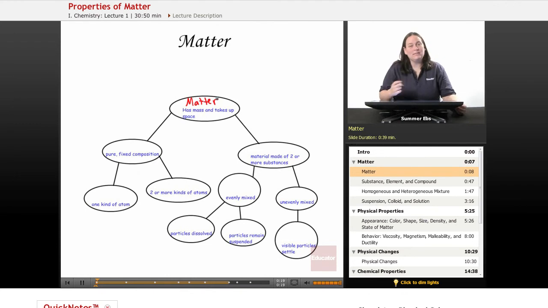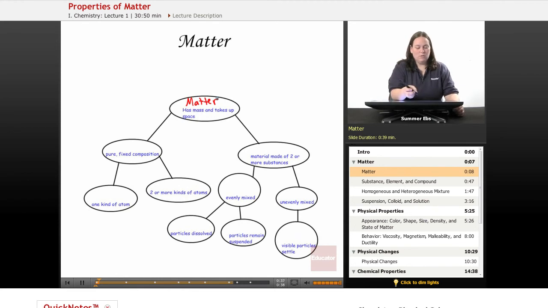Matter has mass and takes up space, meaning it has weight to it and it takes up space, so you couldn't walk through it. Well, that's not actually true, because if it's a gas, you could walk through it. You're kind of pushing the molecules out of the way as you go.